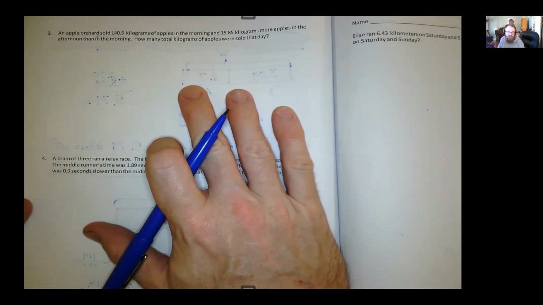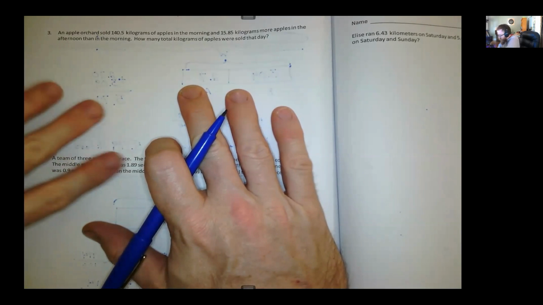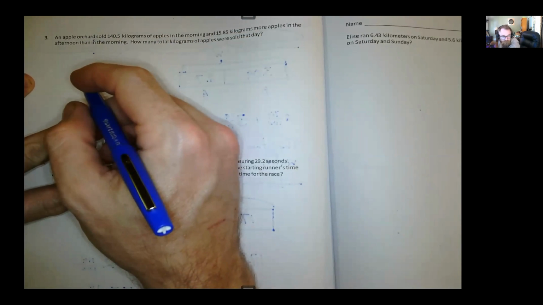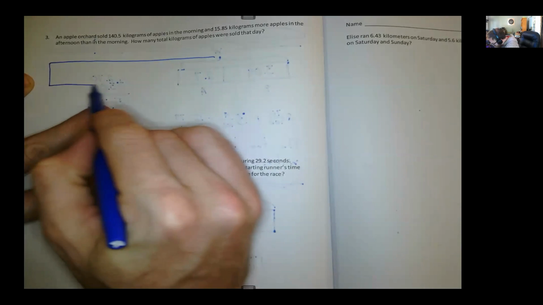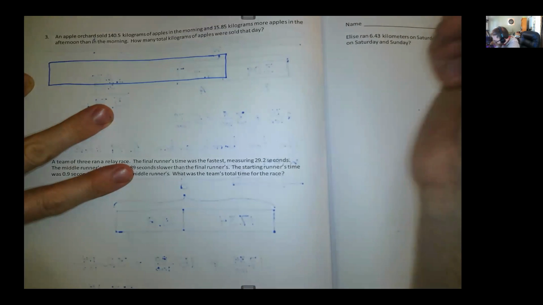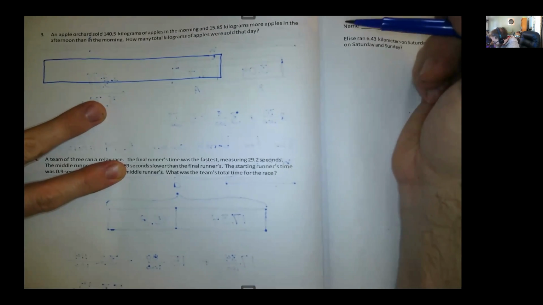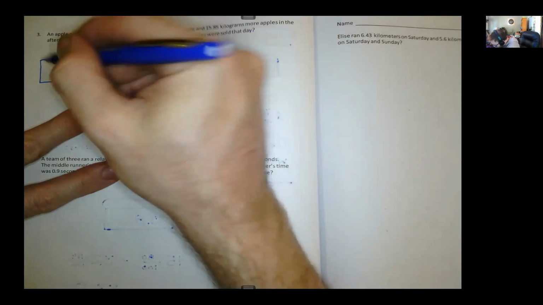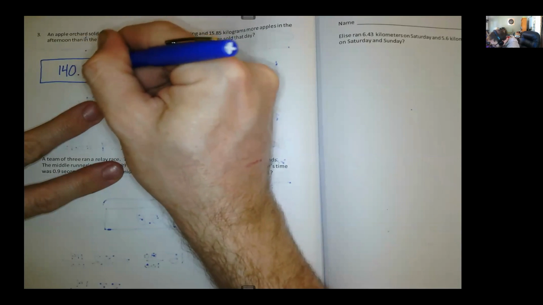Okay, now we're getting tricky. There's 2 things you have to do here. And we're not just adding like we did for number 1 and number 2. We have 2 values, right? We have the morning and the afternoon. So if we're making a tape diagram, we have 140 and 5/10 in the morning.